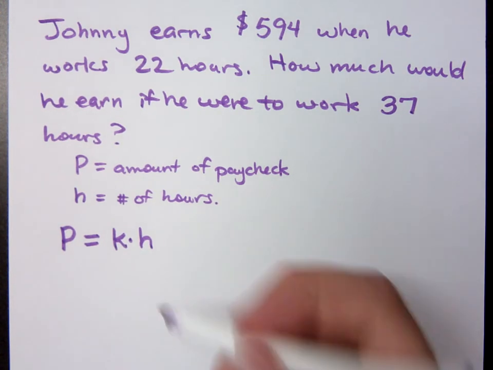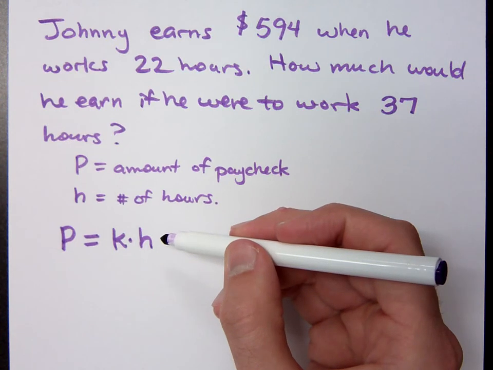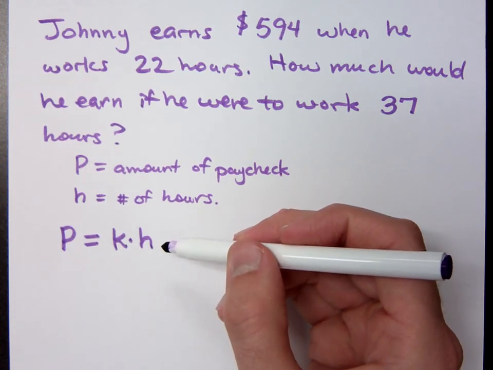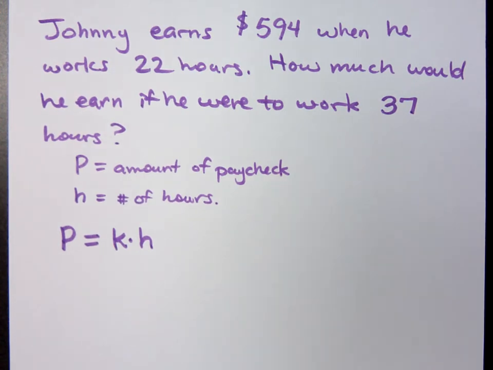So this is what we call our variation equations. It's basic bare bones, there's nothing to it here. What you do, though, is that you always have to find your K. You've got to find that constant that ties everything together. Because if you know your constant K, then that lets you know everything else that could ever be known about this problem and this situation.